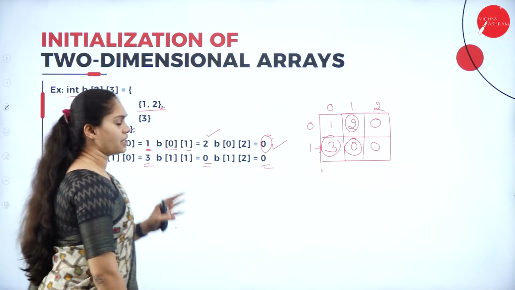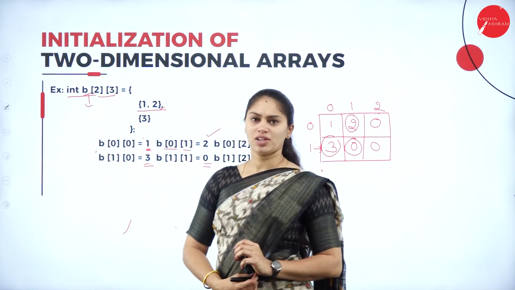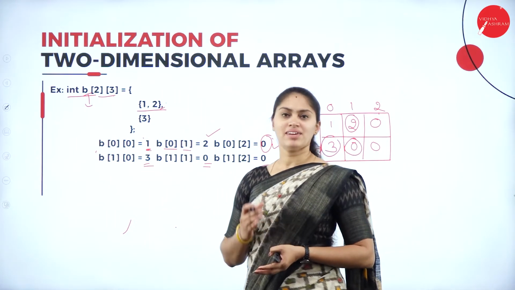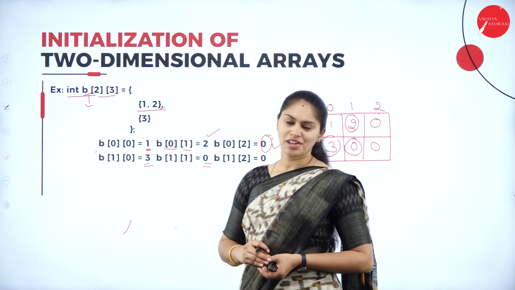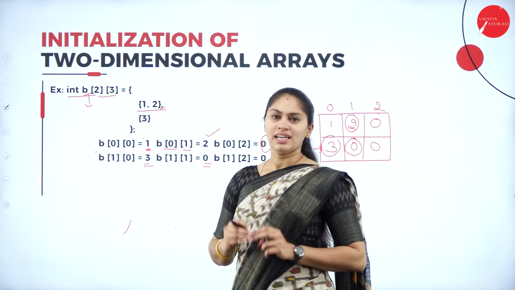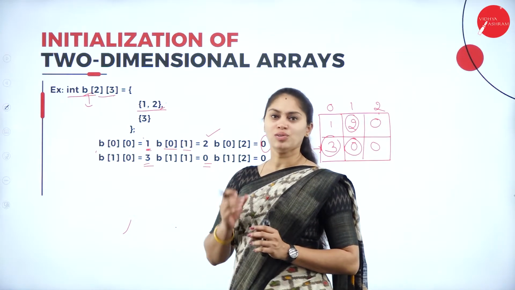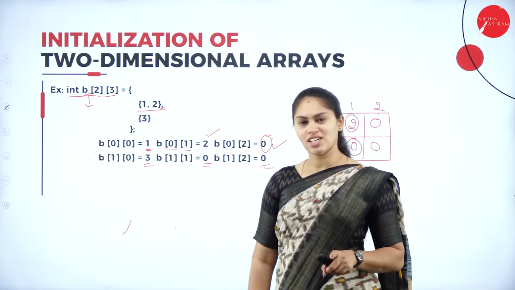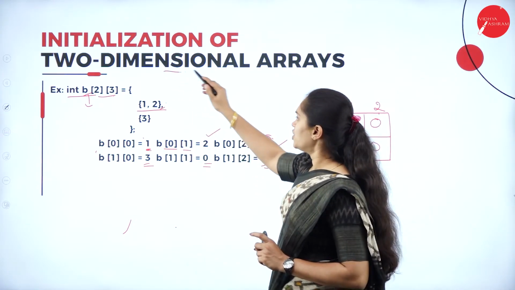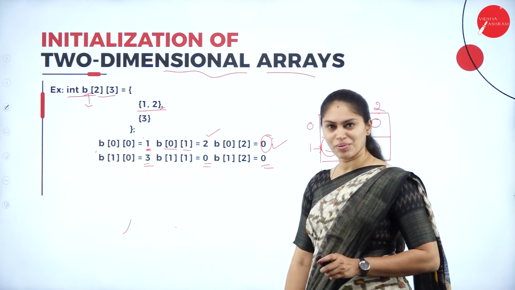This is how another type of initialization takes place. So when we have fewer elements than the size of an array, by default the compiler will initialize those element values to 0. So those are the kinds of declaration or initialization that can be done for a two-dimensional array. I hope you all understood.